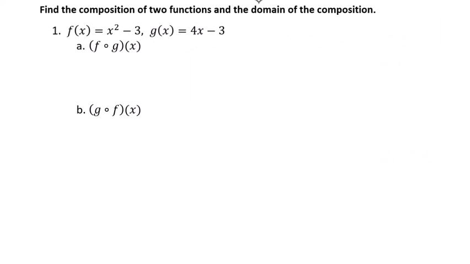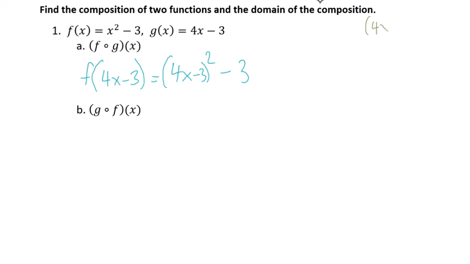All right, so here we're going to take g of x and plug into f of x. So we have f of 4x minus 3, because that's what g of x is. So that becomes (4x minus 3) all squared minus 3, because this is your x squared minus 3. All right, let's go ahead and just do that work on the side.